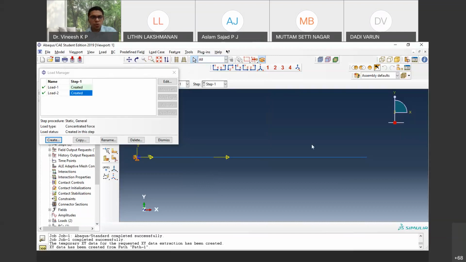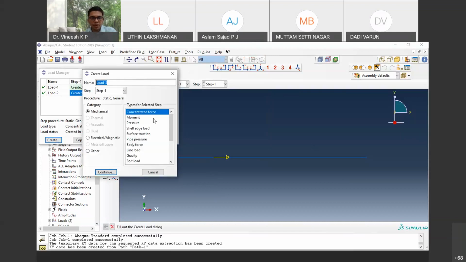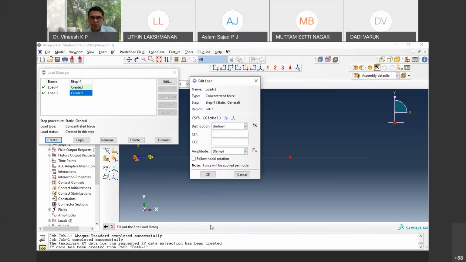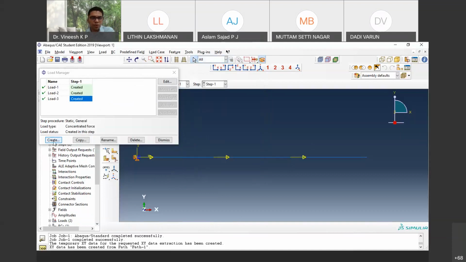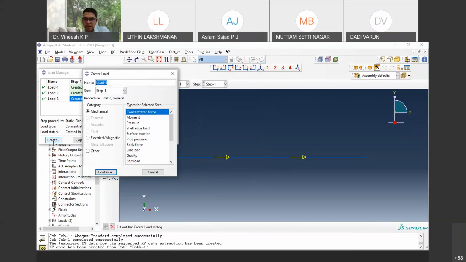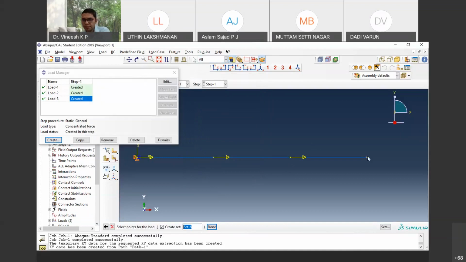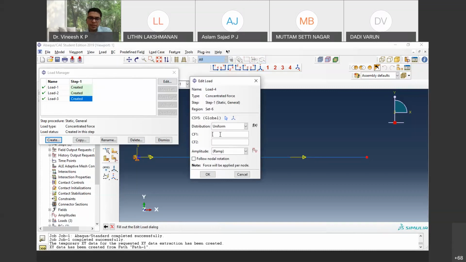And then on node 3, we are going to apply a concentrated force where the magnitude of the force is equal to 2. So the magnitude which I am going to apply on node 3 is equal to 2. And then node 4, I will apply a concentrated load that is equal to 8 by 6, which is equal to 1.3333. So I am applying like this.